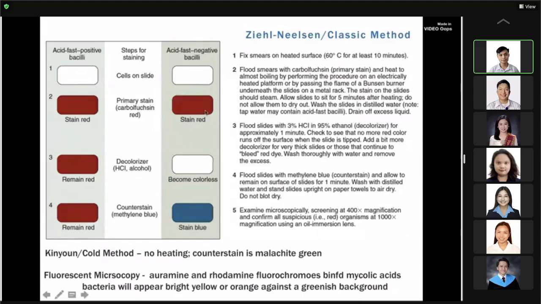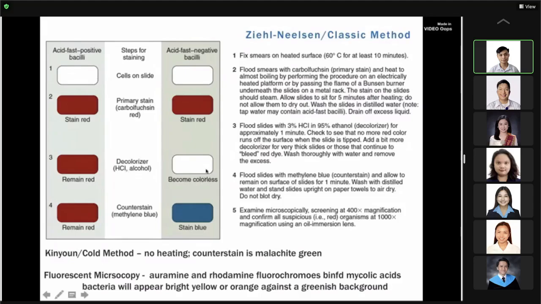So with carbolfuchsin, red dapat ang mag-appear na smear. Then after that, we will flood the smear with 3% HCl in 95% ethanol. This is acid alcohol, a decolorizer. And this is done for about 1 minute.